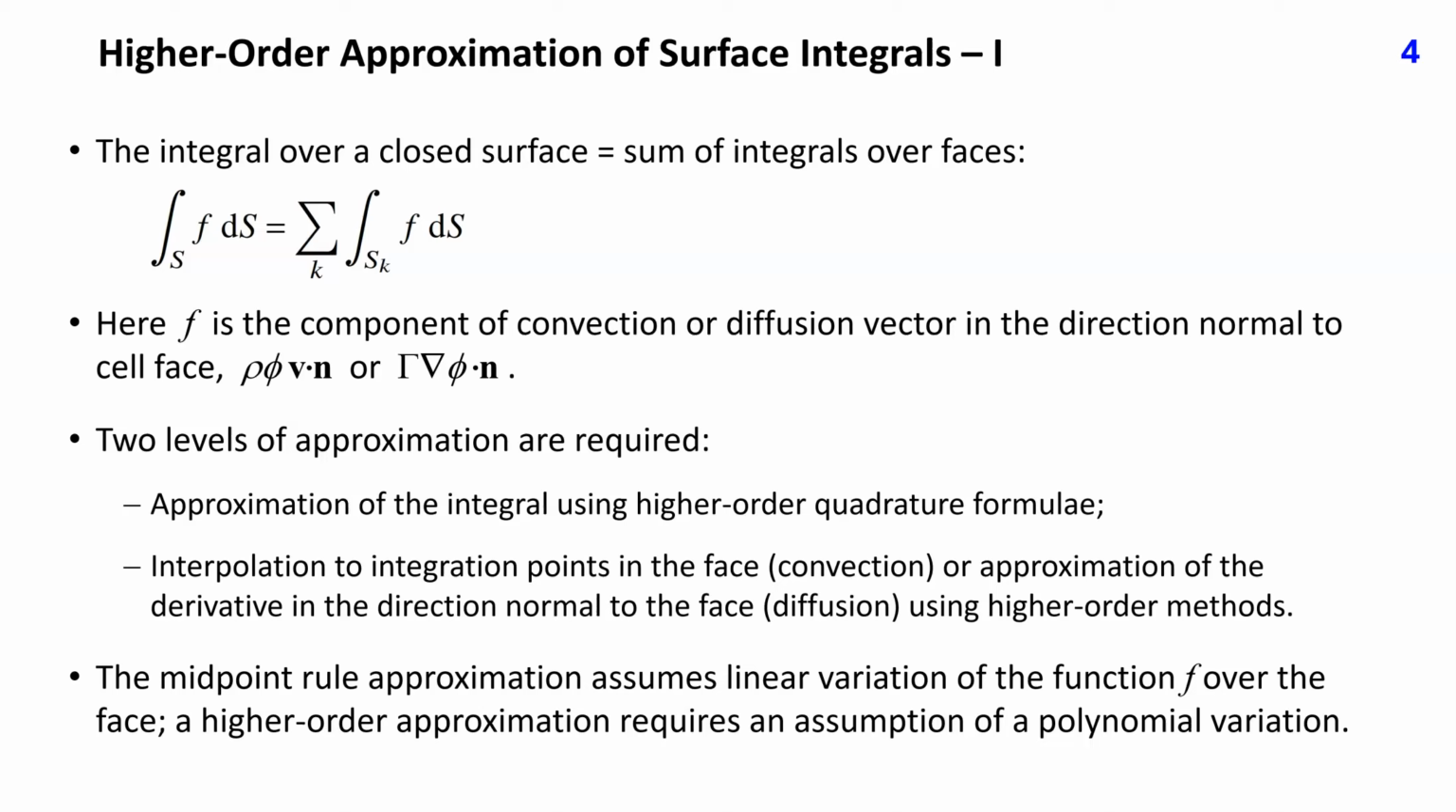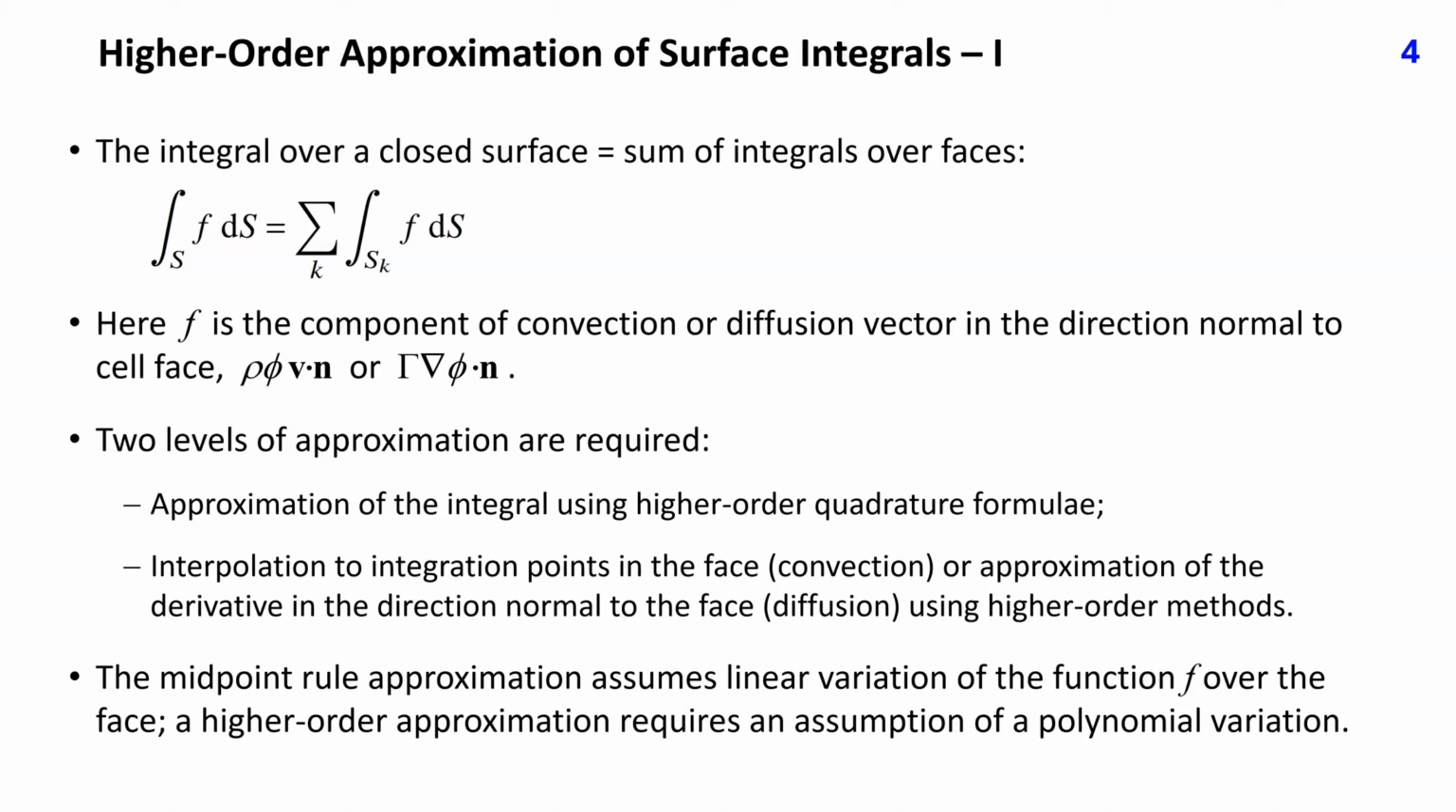Finite volume methods of higher order require for both convection and diffusion fluxes 2 levels of higher order approximation. Approximation of surface integral over the cell face with higher order quadrature formula, interpolation of the function phi to integration points in the cell face using higher order methods in the case of convection flux, or approximation of the derivative of phi in the direction normal to cell face at integration points using higher order methods in the case of diffusion flux. The second order midpoint rule approximation assumes a linear variation of function f over the face.